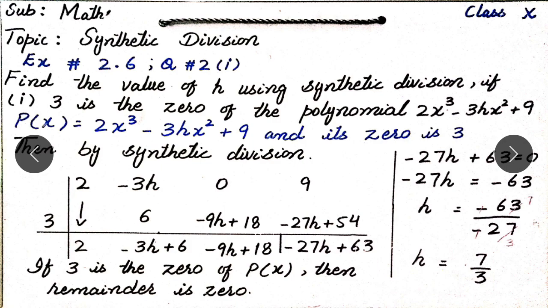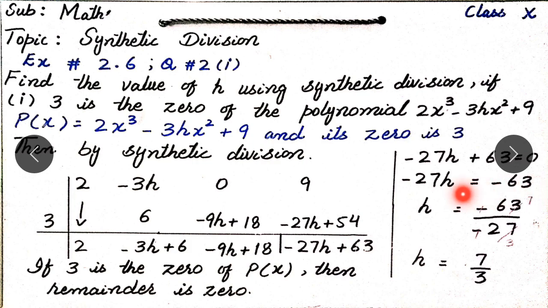Okay, as the information is given that 3 is the zero of the polynomial, we can write here that if 3 is the zero of the polynomial, meaning 3 is the factor of the polynomial, then the remainder is 0. This statement must be written. Otherwise you cannot write this remainder equal to 0 here. Fine. So after writing this statement, you can write this remainder equals 0. This remainder can be equal to 0 if you find the value of h. So our objective is to find the value of h here.